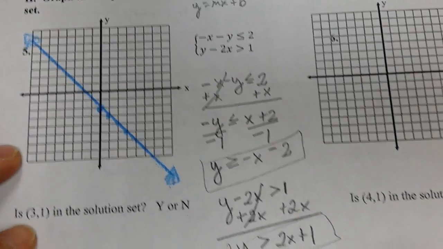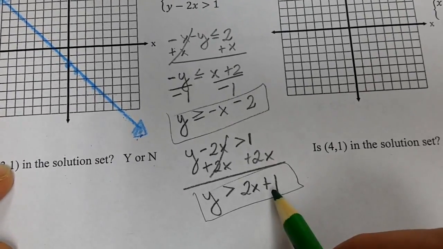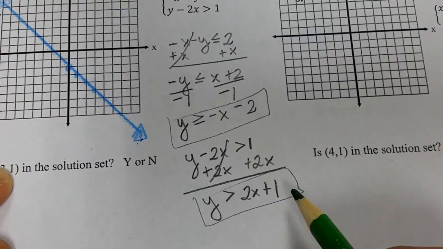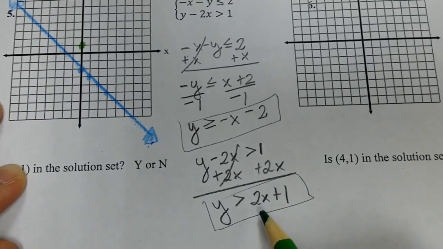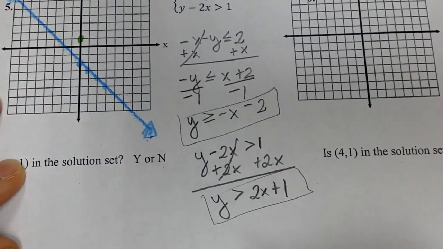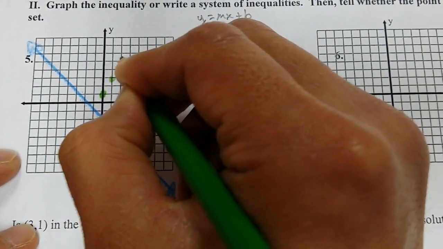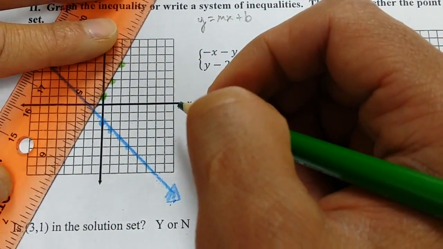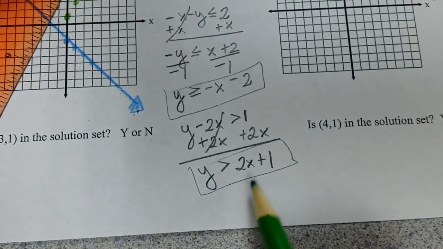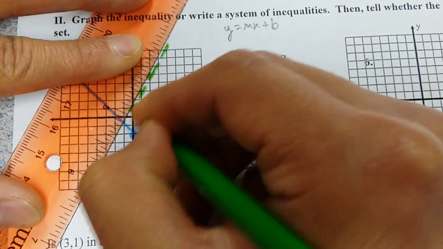Now, the second line is y greater than 2x plus 1. The plus 1 means I go up 1 from the origin. That's my y-intercept. 2x is my slope. So from my y-intercept, I go up 2, right 1. Up 2, right 1. And then I'll connect my points. This time it is a dashed line because there is no line underneath the symbol. So please keep that in mind. So here's my dashed line.